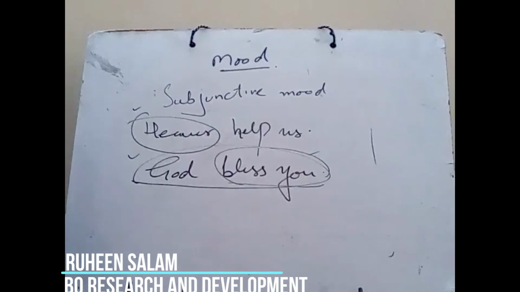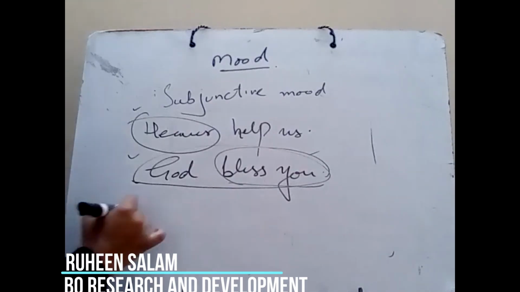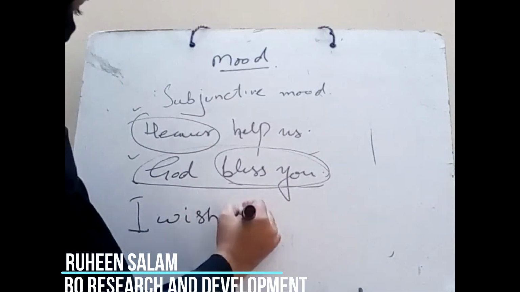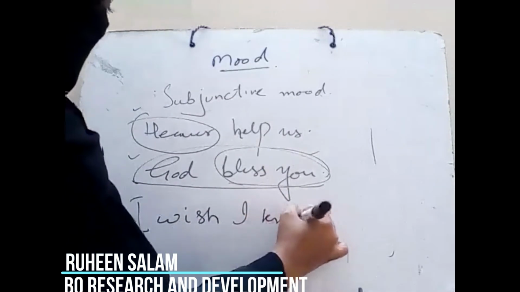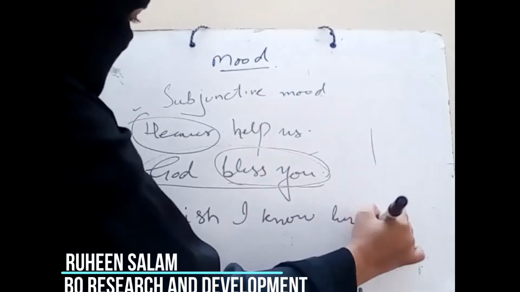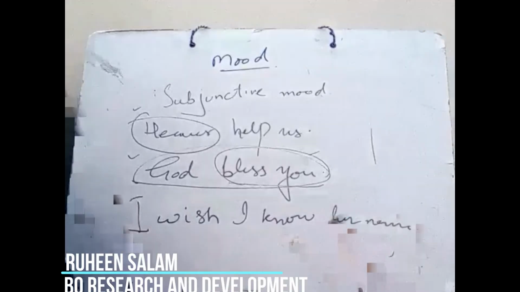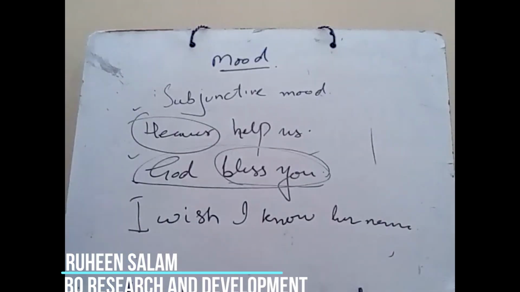Okay, again I say, I wish I knew her name. Sorry, I wish I know her name. I am telling you about my wish, that it is my wish to know the name which I don't know. This very thing is used in the language.